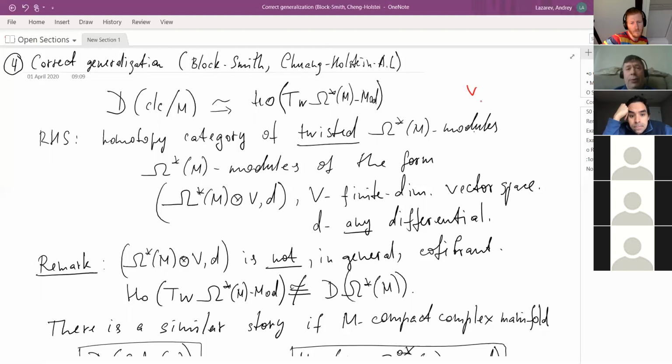It looks a little bit like a cofibrant Ω*(M) module, although it's not really. It's something more general. There are more twisted modules than there are cofibrant modules.